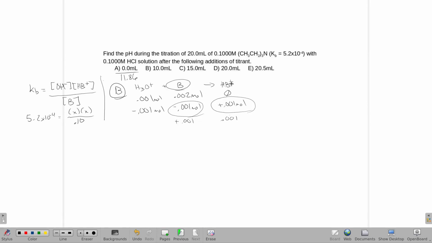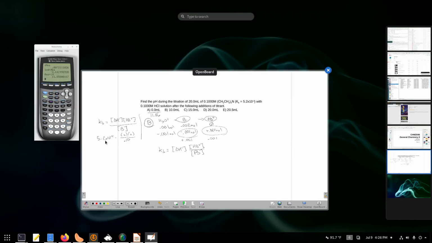Since these are both present, we are in the buffer region. So remember our buffer equation. This is going to be slightly different because it's now a base. We're just plugging stuff in. And we can plug these in as moles because they're in the same container. But I don't need to bother in this case. They are actually exactly the same. They cancel out. Our Kb is our OH.